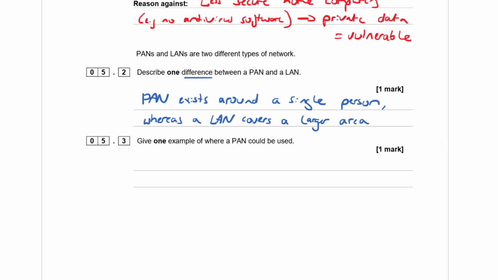And I didn't even read the next question. We've got to give an example of where a PAN could be used. So I said like in the car, or maybe in the gym if you've got Bluetooth headphones. That's a good example, Bluetooth headphones. I don't know what they mean by example, but you could say just to be complete, in the gym, as a very basic example.